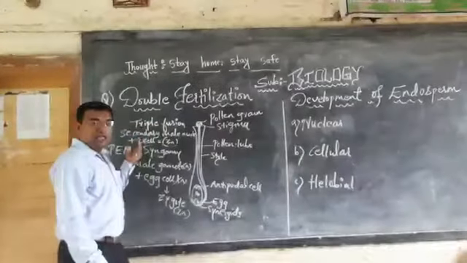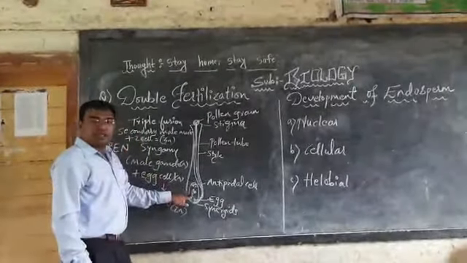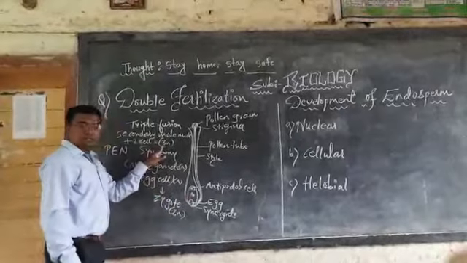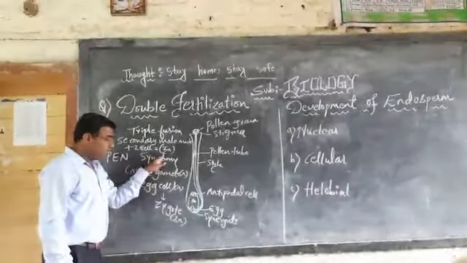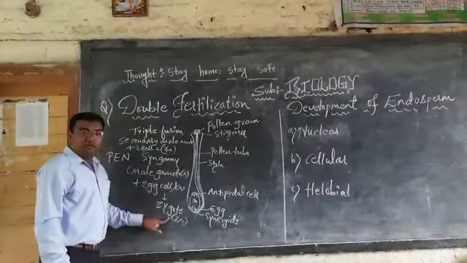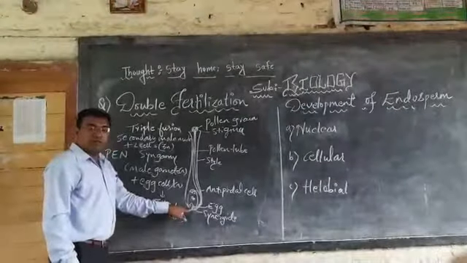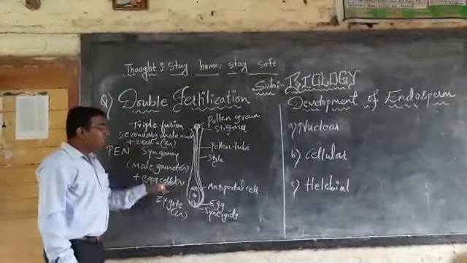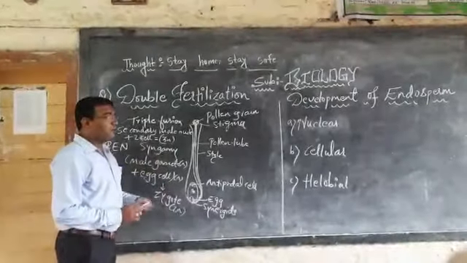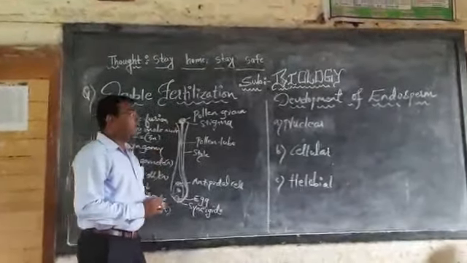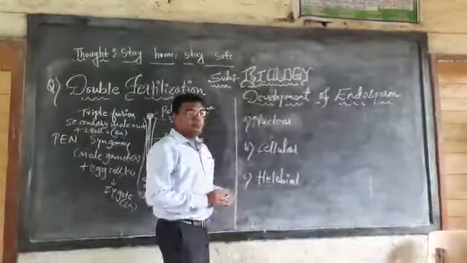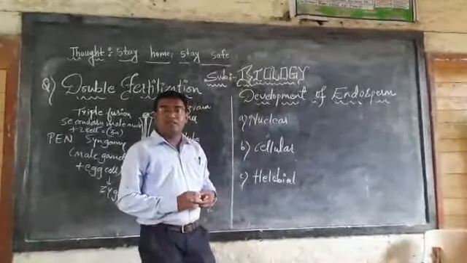That means the secondary male nuclei will fuse with these 2 central nuclei to form the triploid structure, that is the 3N structure. And syngamy is nothing but formation of a diploid structure, that is the zygote. Zygote results in the formation of seed, and triple fusion will result in the formation of endosperm. Let us move to the next topic, development of endosperm. What is endosperm?